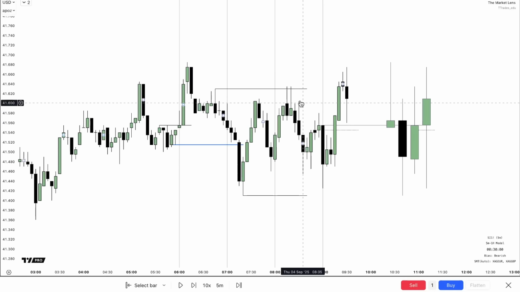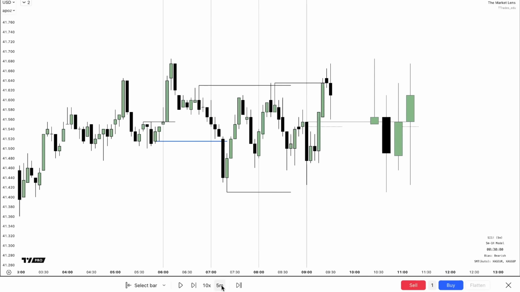So there we go. We take out this high. Now it's the same idea, right? Do we get a sweep and then a change in the state of delivery? At this point, I'm not that interested, so I'm going to need more confirmation. So either an SMT with the change in the state of delivery and a nice V-shaped reversal, because we do have these equal highs now.